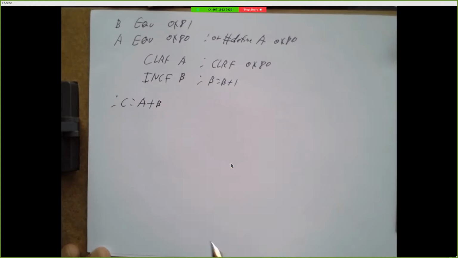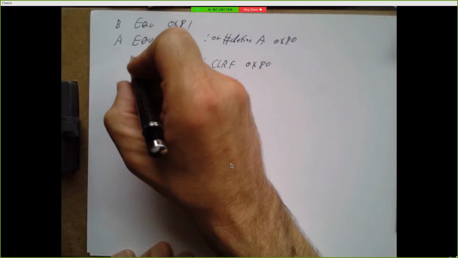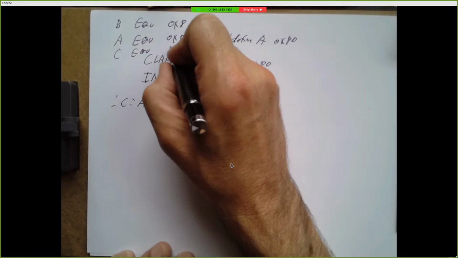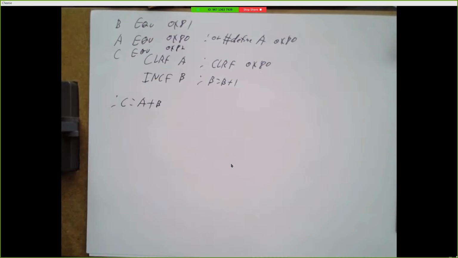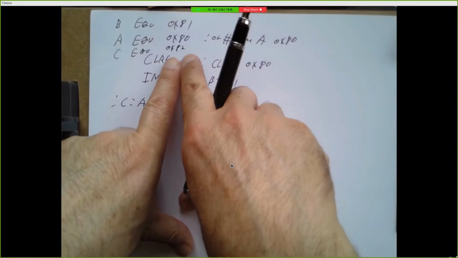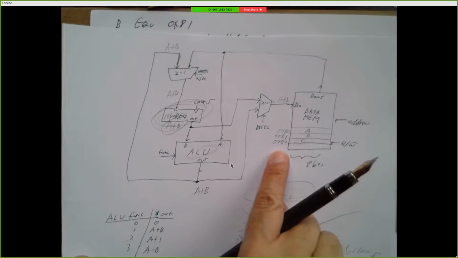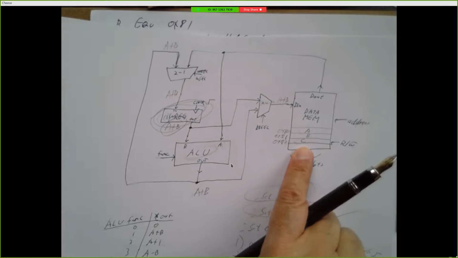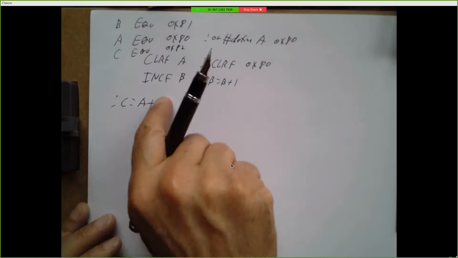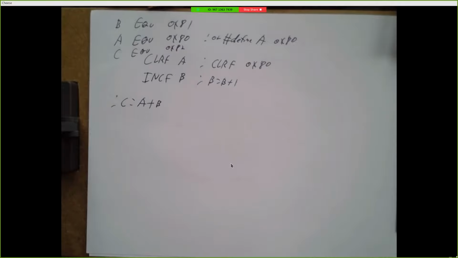Alright, now I want to do C equals A plus B. And let's suppose we also set up C to be 82. Okay, these are locations. This is not the value of C. This is where C is stored in memory. I'm saying I'm going to use this location, hex 82, for my variable C. So now I want to set C equal to A plus B.